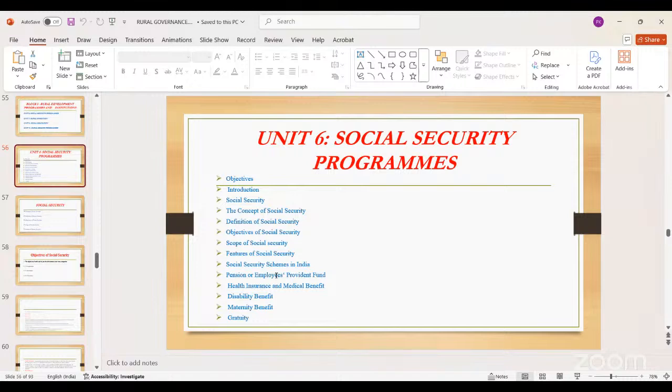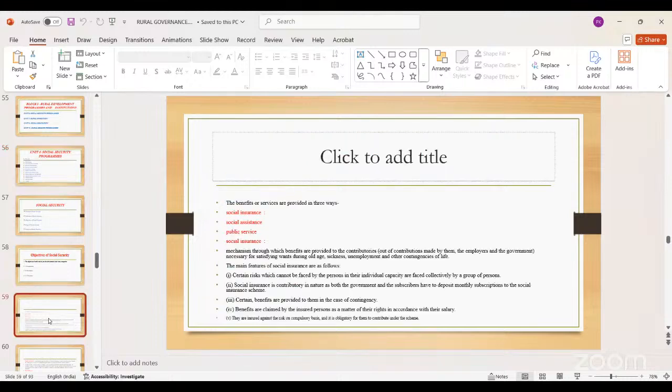Then there are other schemes where the workers are eligible for social security assistance without even paying their contribution. Okay. So for example, old age pension, then pension for people with disability, PWD, right? Now, having discussed this, we'll try to understand these three terms: social insurance, social assistance, and public service.